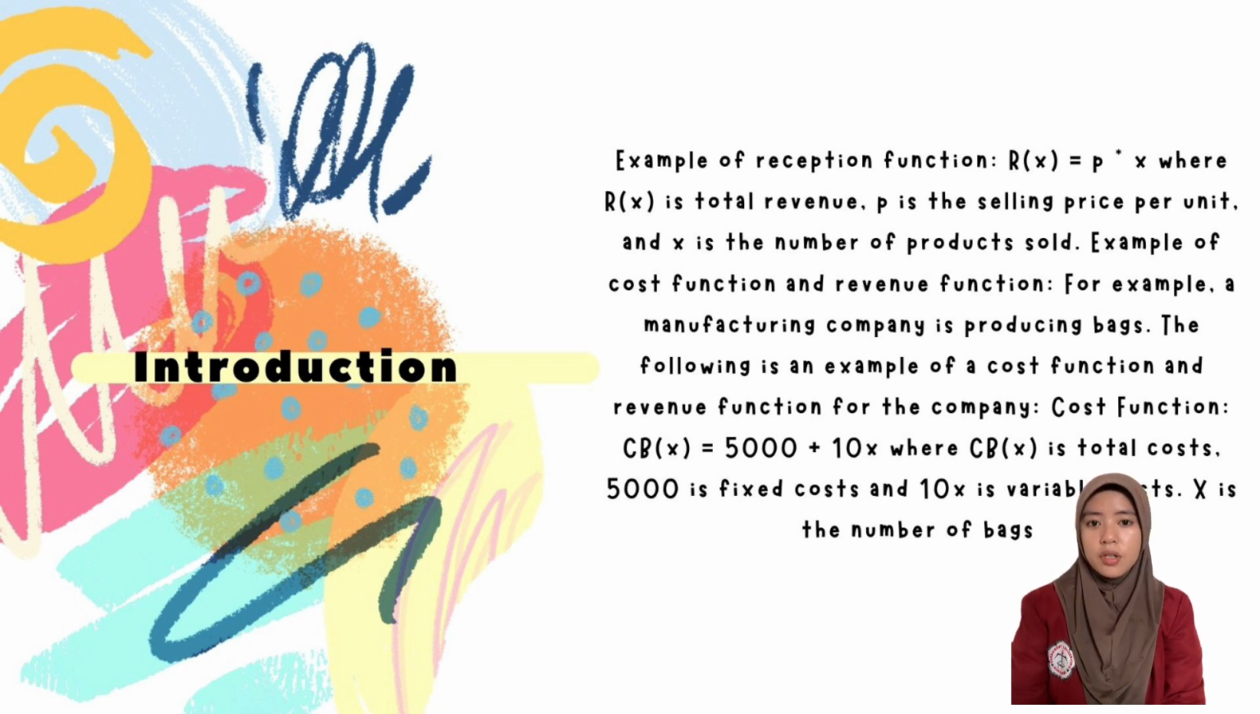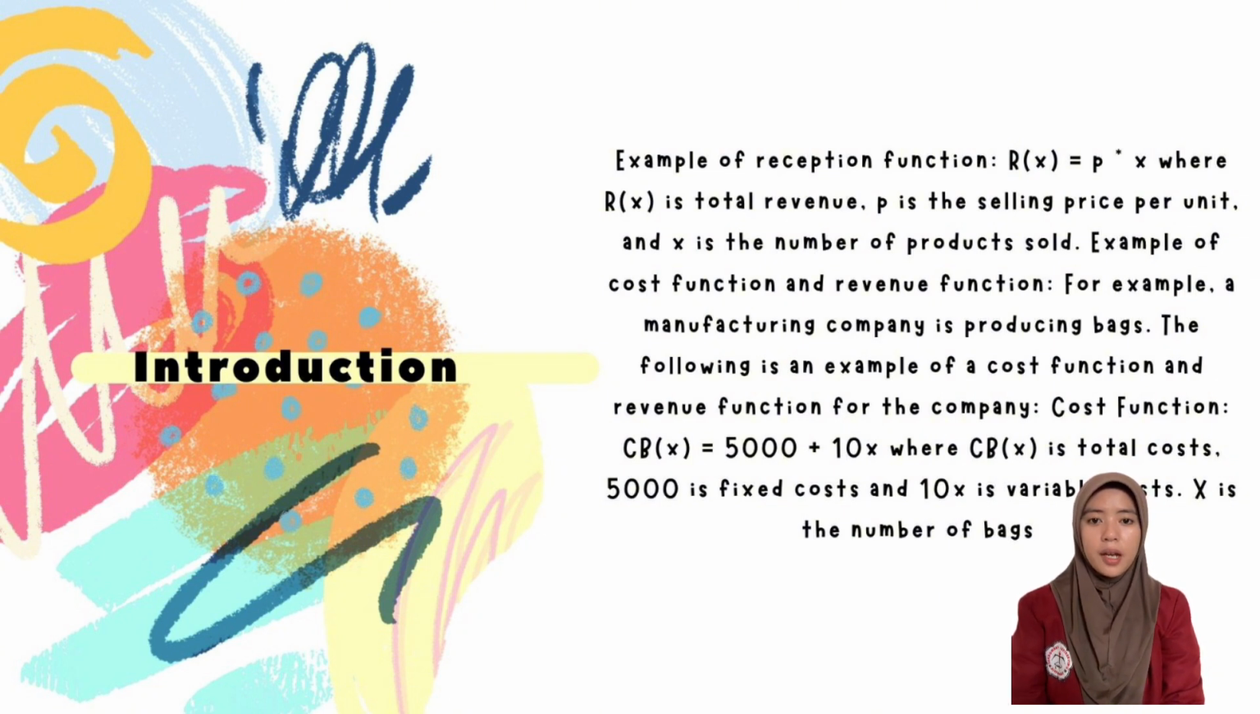Example of cost function and revenue function: for example, a manufacturing company is producing bags. The following is an example of a cost function and revenue function for the company. Cost function: C(x) = 5,000 + 10x, where C is total cost, 5,000 is fixed cost, and 10x is variable cost. x is the number of bags produced.